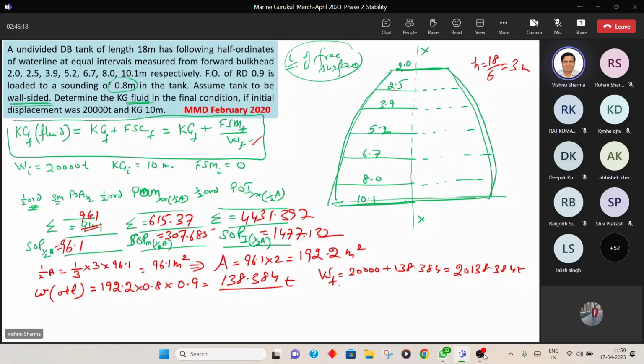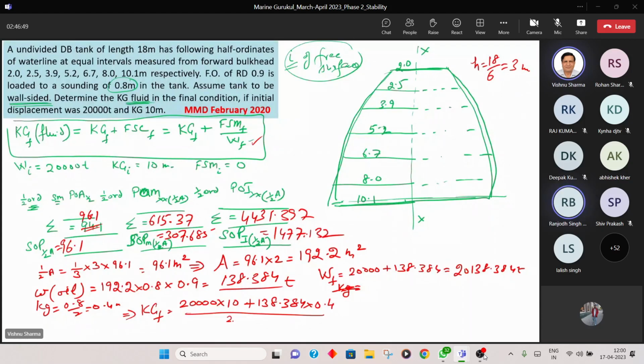We know the KG. KG of this weight will be equal to KG of this small w. KG of the small w will be half the sounding, so 0.8 by 2, 0.4 meters. This will lead us to the KG of the vessel in the final condition. Initial vertical moment: 20,000 tons into initial KG, plus weight of the oil 138.384 into KG 0.4, divided by the total displacement 20,138.384. And how much? 9.934. Okay, 9.934 is the KG final. Is everybody good up to KG? Let me know.